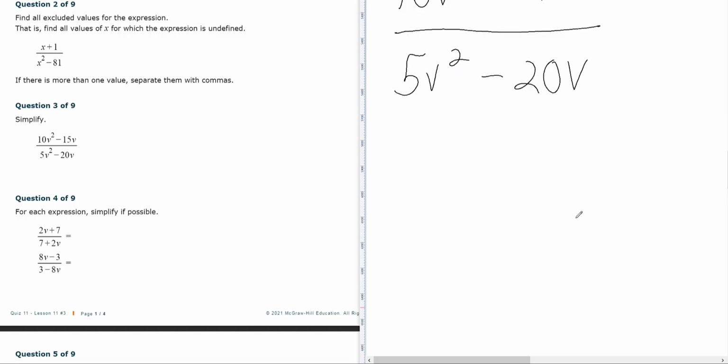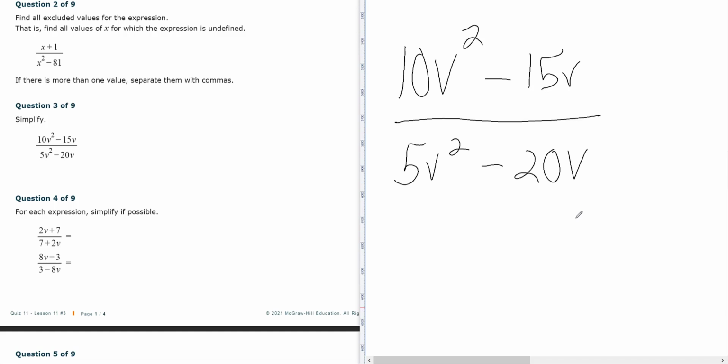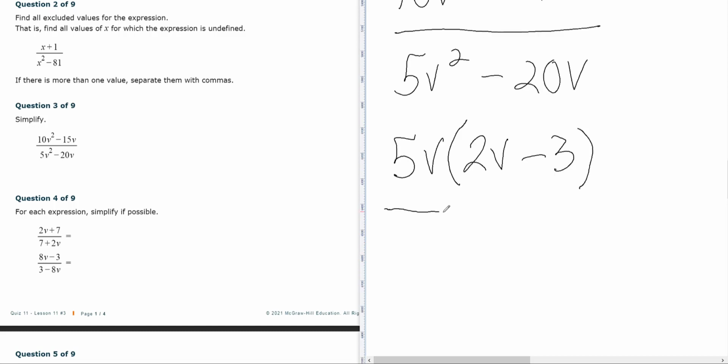So I'm going to factor my numerator. 10 and 15 have a 5. V squared and V have a V. So once I take out the 5V, I'll have 2V minus 3. Then I need to factor my denominator. Well, 5 and 20 also have a 5, and V squared and V have a V, and that's going to leave me with V minus 4.